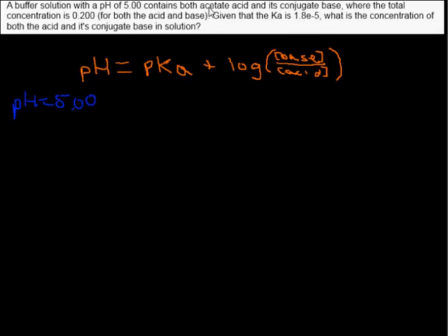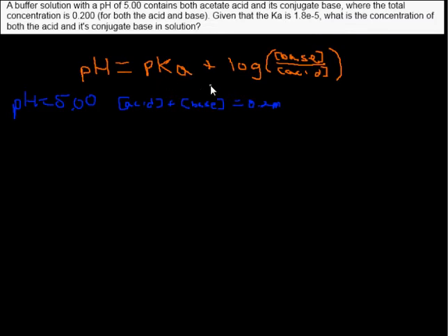Okay, contains both acetic acid and its conjugate base, where the total concentration is 0.200 for both the acid and the base. So the solution to get a pH of 5 contains both of these, and the total concentration is this. So we can go ahead and say the concentration of the acid plus the concentration of its conjugate base is equal to 0.2 M.